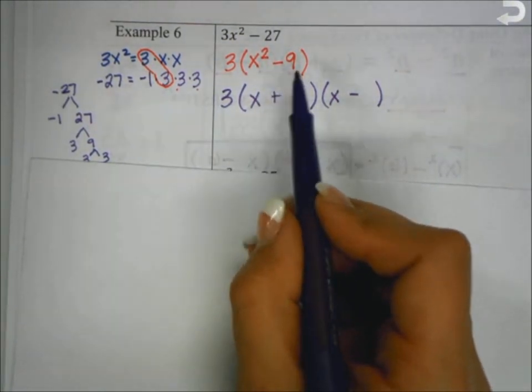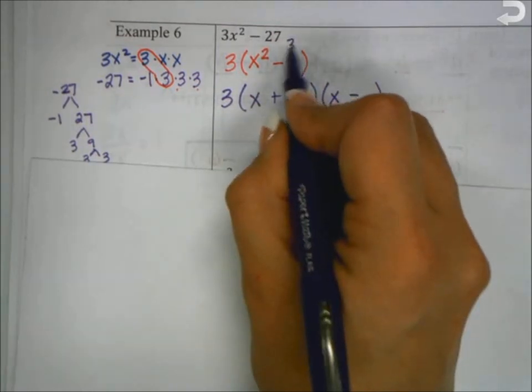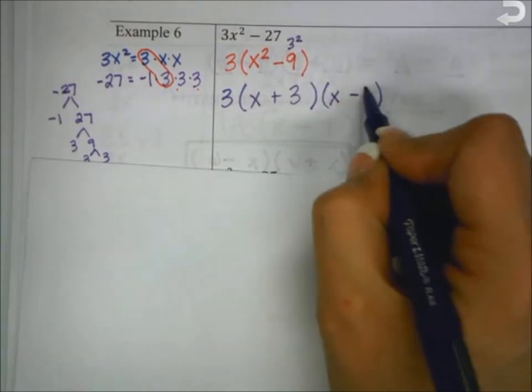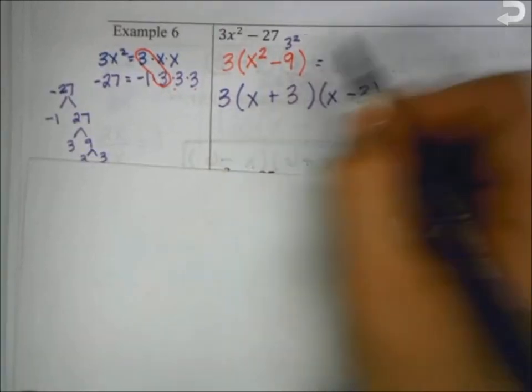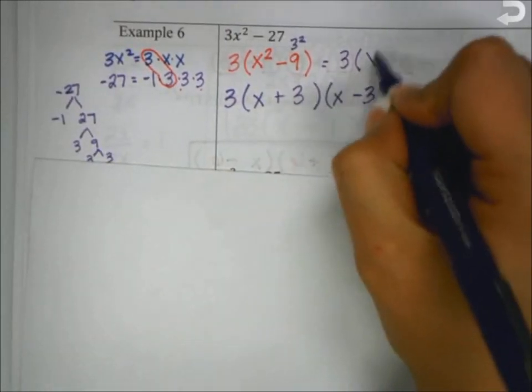That was really hard. Okay? There are other problems. This is why you always check for a GCF first, and then we can factor it out.